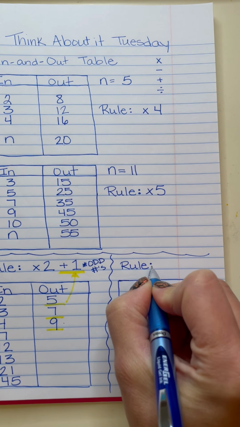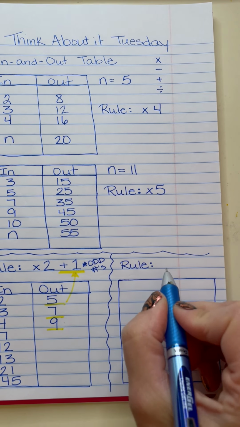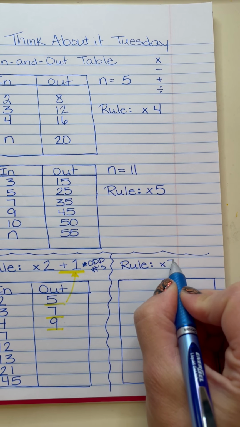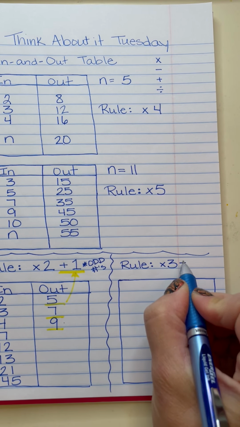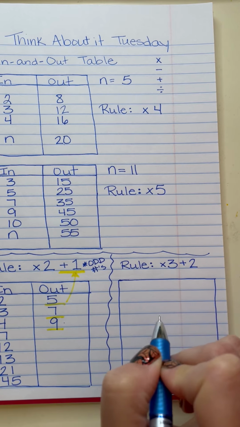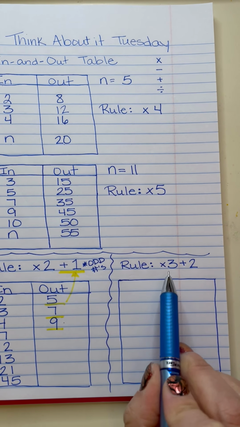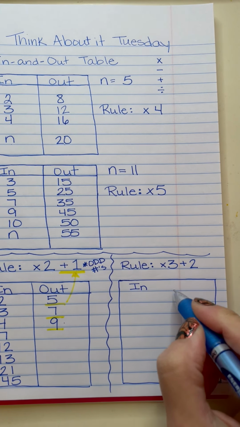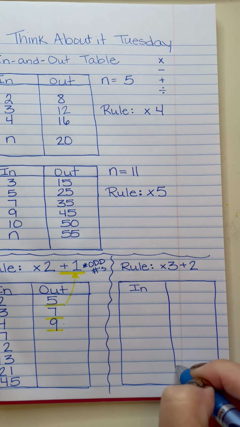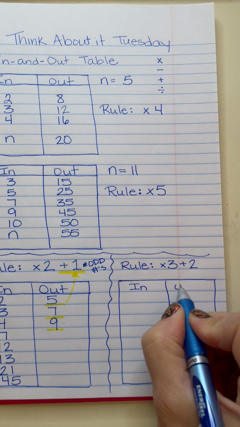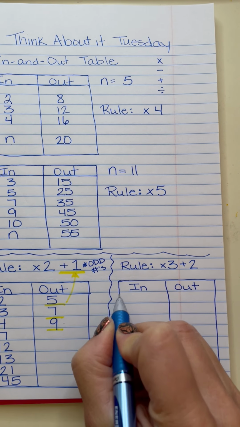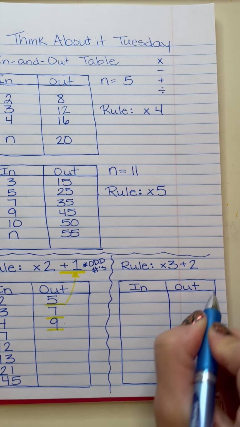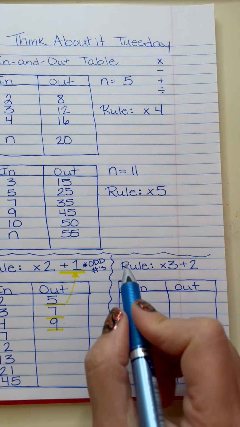Okay, so our rule for this one is you are going to multiply by 3 and you're going to add 2. Okay, so you're going to multiply by 3 and add 2. So your input, and then we have an output. Okay, and this is your rule.